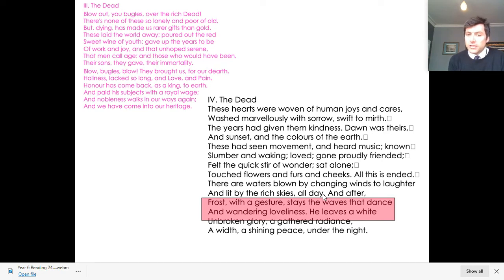He leaves a white unbroken glory, a gathered radiance, a width of shining peace under the night. The frost covers them at night. If you remember, the Battle of the Somme continued into November in France, so therefore there would still be frost. It would be very cold. These dead bodies would, at the end of the day's battling, the night would come down, the darkness would come down, and then frost would come across.